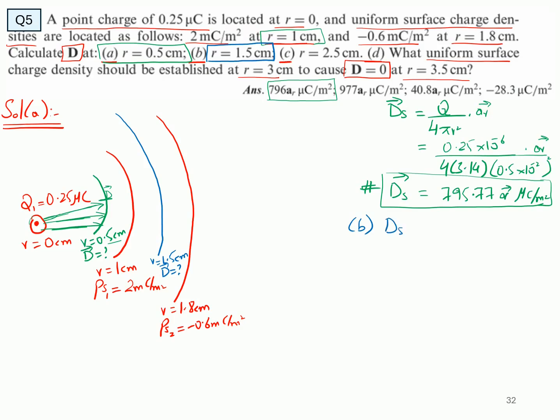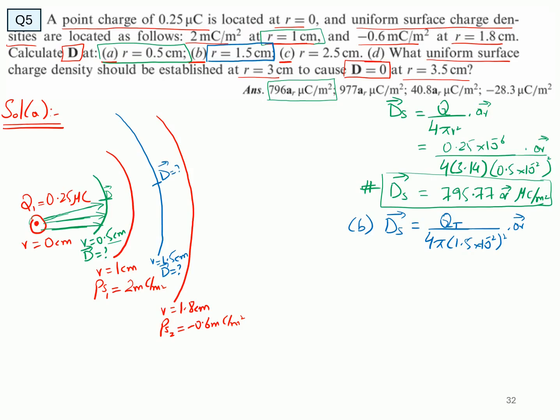Again, the electric flux density equation will remain the same because the main source is a point charge. So it will be Q divided by 4 pi r square, where r will be replaced by 1.5 into 10 raised to power minus 2 whole square into a of r. This is the expression that we are getting for the second part. But now we want to focus on the value of Q, or rather what should be the Q total here. Why? Because we want to find the electric flux density at this radius of 1.5 centimeter.